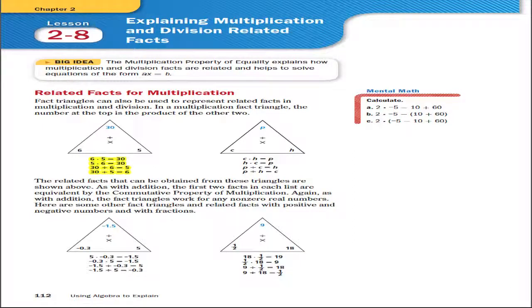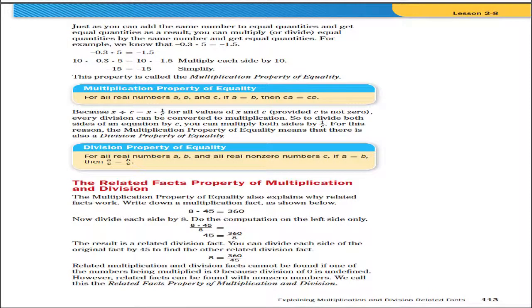You should be reading through 2-8, taking notes where appropriate. We have a property or two in here. Multiplication property of equality tells us that if we multiply both sides of an equation by the same number, it's still equal. The sense of the equation might change.